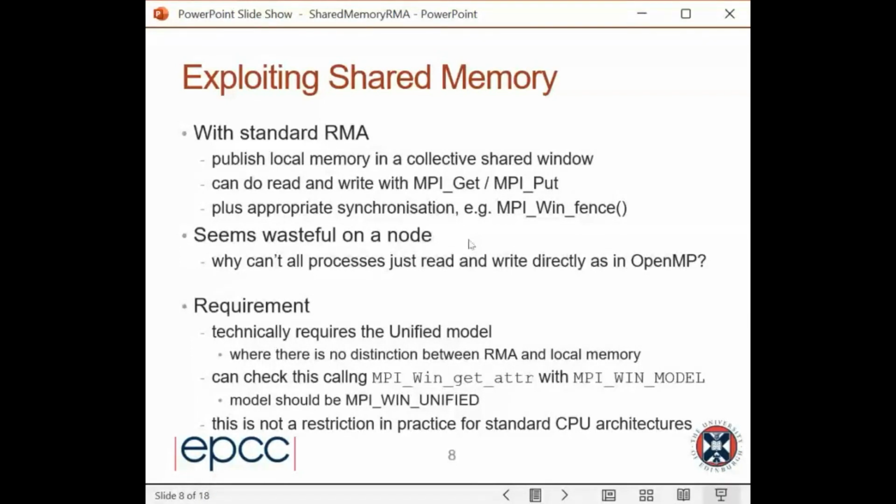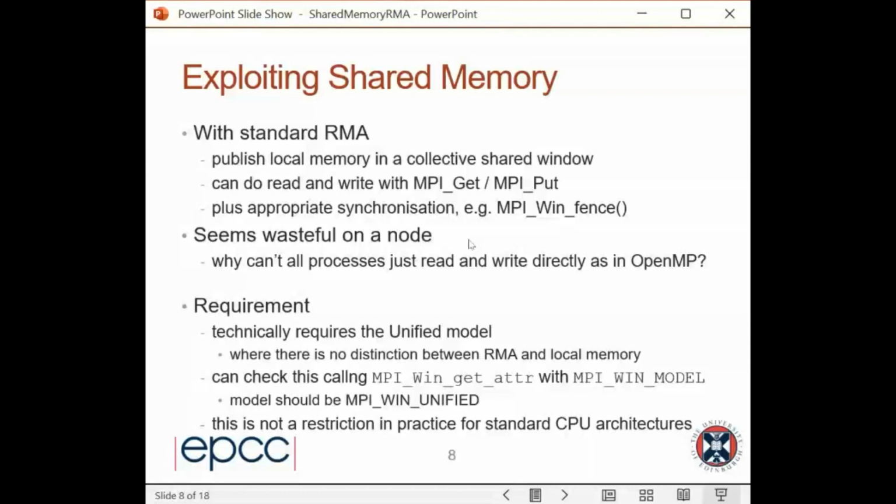However, this does work between nodes. So standard RMA, standard remote memory access, in the MPI put and get model does work between nodes. It works everywhere. There's a stage where processes publish their local memory in a collective window. So for safety, you say as a process, I am going to let other processes access this area of memory. You then publish that, and it's called the window. And then you can do puts and gets to windows. So the window becomes an area of shared memory which you can read and write to using get and put.